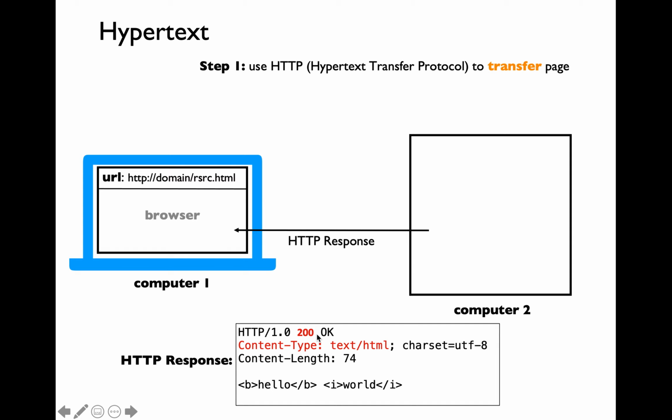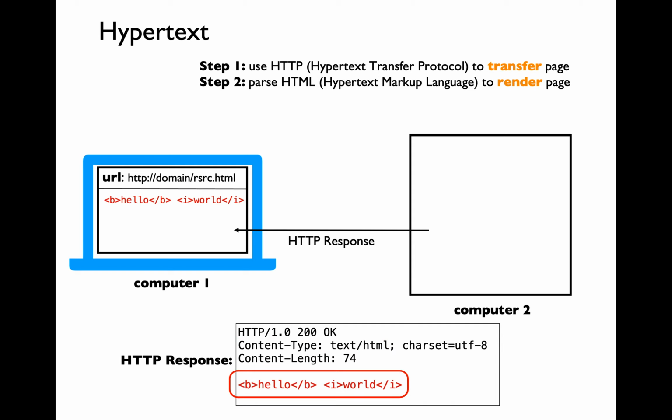Let's talk about step number 2 next. Step number 1 was mainly about using the HTTP protocol to transfer the content of the HTML format for the web page back to your computer. Step number 2 is about parsing the HTML file format in order to render the page on your web browser. The web browser automatically takes care of parsing for you. For instance, it will look at the text hello and see that it needs to change the format to bold, and then it will look at the text world and change it to italicized format.